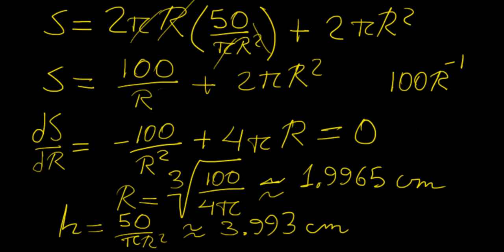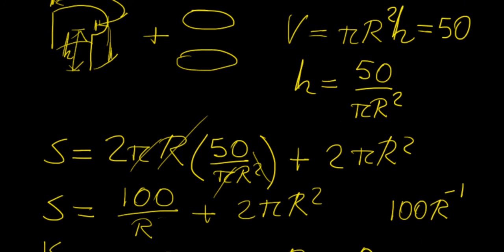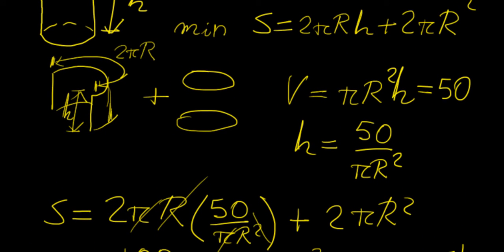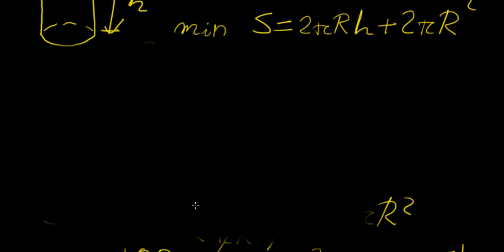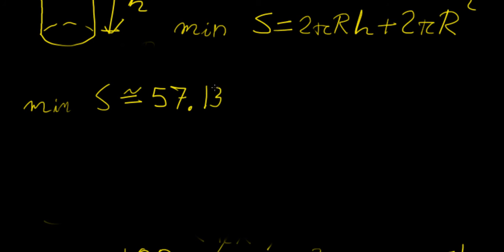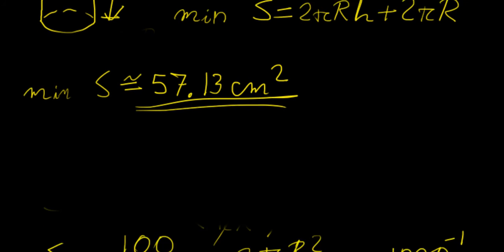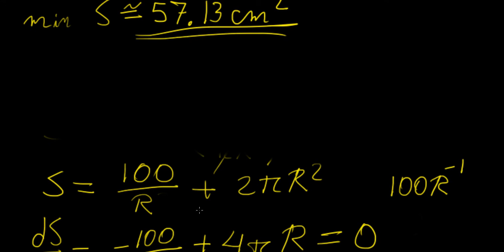Alright, so now that we have those two things in place, we can actually proceed to find the minimum surface area that we can actually build that will contain the volume of 50 centimeters cubed. So I'm just gonna make some room in here. What is going to be the minimum surface area? Well, it is going to be the following. Minimum surface area is going to be approximately equal to 57.13 centimeters squared once we plug all the values so far back into this equation.